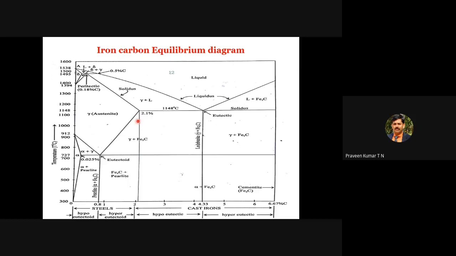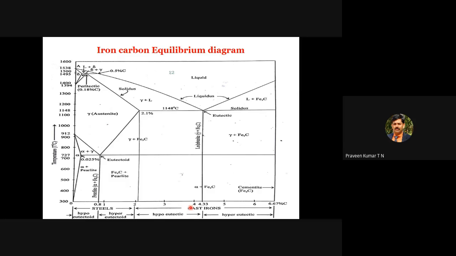Then if the percentage of carbon is more than 2.11 or 2.1, then it belongs to cast iron. We have Fe and carbon alloy, and if the percentage of carbon is above 2.11, then it comes under cast iron.